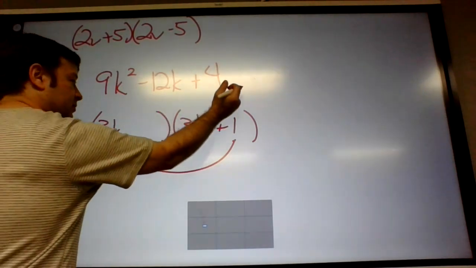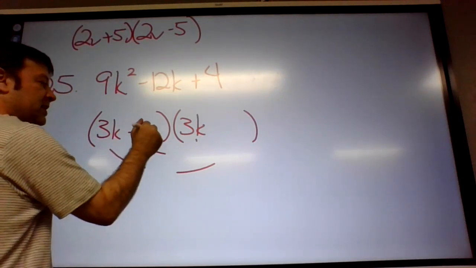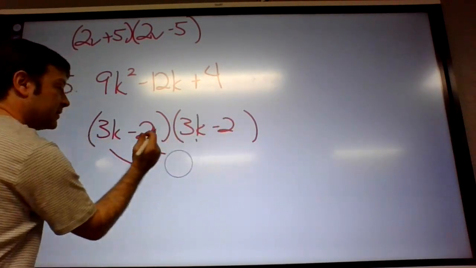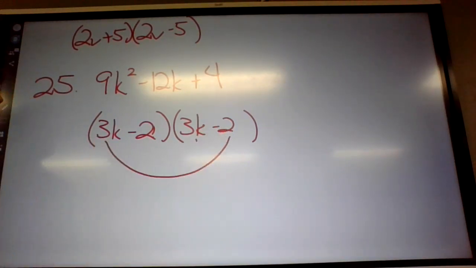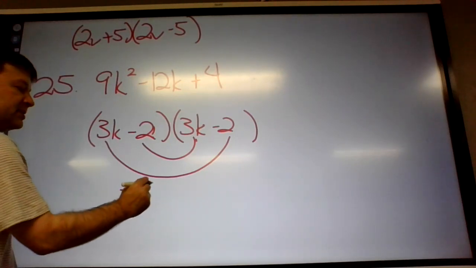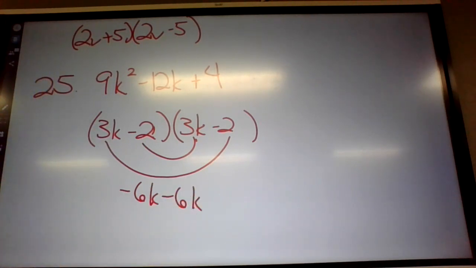So what else goes into 4? 2 and 2. Okay, I should probably use negatives because I want it to add up to negative 12k. So the outside is negative 6. The inside is negative 6. And that adds up to negative 12k. So that one is right.